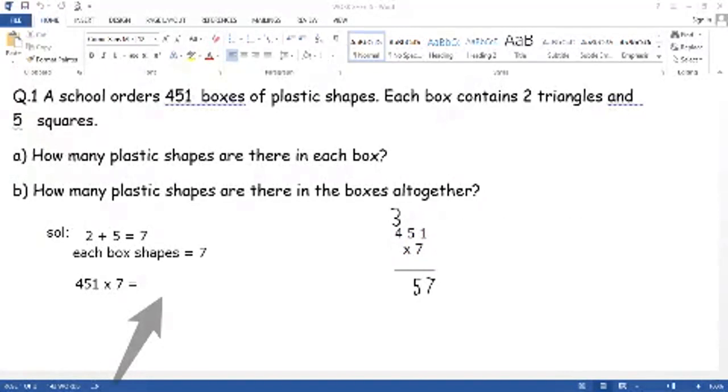7 fours are 28 and add 3 in it. 28, 29, 30, 31. So your answer is 31. So you will mention 31 over here.